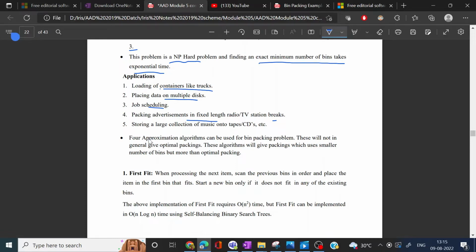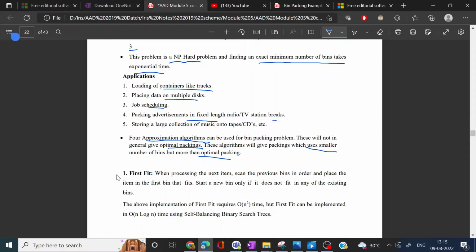So solving for the optimal value, the minimum number of bins, the optimal solution, will take exponential time. So we can go for some approximate solutions using mainly 4 approximate algorithms. These will not in general give optimal packings, but they will be near to the optimal packing.